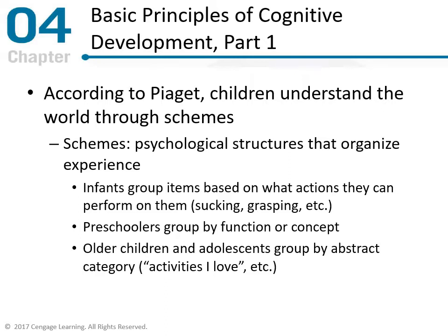As we review and look at the slide here, infants group items based on what actions they can perform on them. So sucking, grasping, very basic. They have this mental category. Even if they can't communicate it, they're starting to categorize that. They're starting to learn. As they develop, preschoolers group by function or concept. So like I talked about earlier, things I eat with, or those are pets. And older children and adolescents group by abstract categories. Because remember, as we remember those Piaget videos, as they progress through his stages, they change from concrete to abstract. So as they understand abstract, they can understand abstract categories. So activities I love, maybe I love swimming or art, they can put it into more of an abstract.